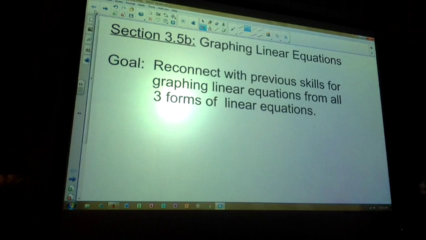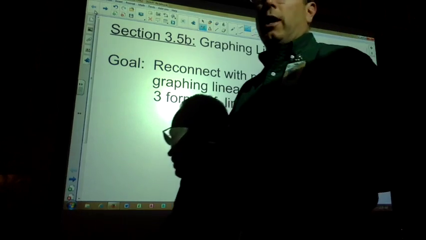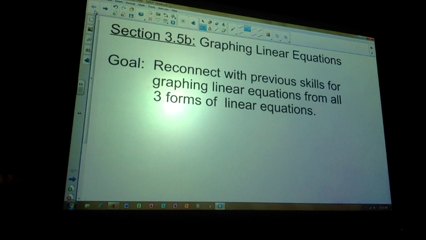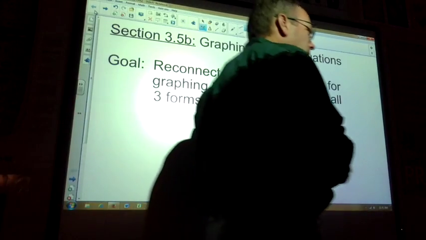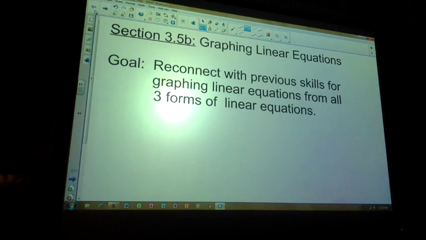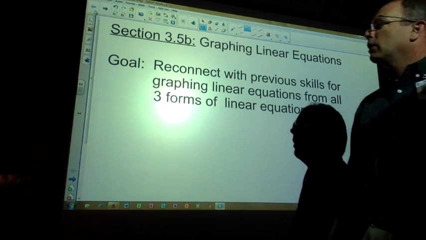All right, graphing linear equations. Reconnect previous skills for graphing linear equations from all three forms of linear. So you have standard form, which is ax plus by equals c, where a, b, and c are whole numbers. That's the way that you can use the cover method. You can find where it crosses the x-axis and the y-axis, so the intercepts. Then there's slope-intercept form, which is y equals mx plus b. And then you have point slope, which is y minus y sub 1 equals m times the quantity x minus x sub 1. Okay? All three have valuable things. A lot of time, point slope is the one that is the go-to, especially in calc.